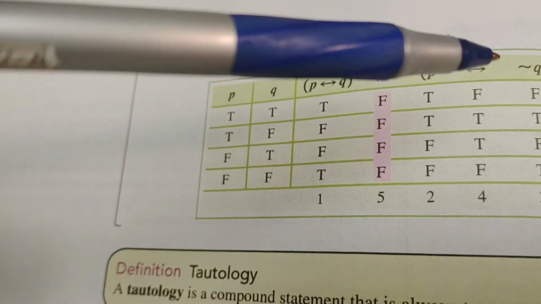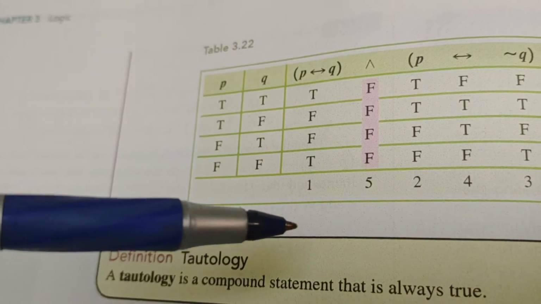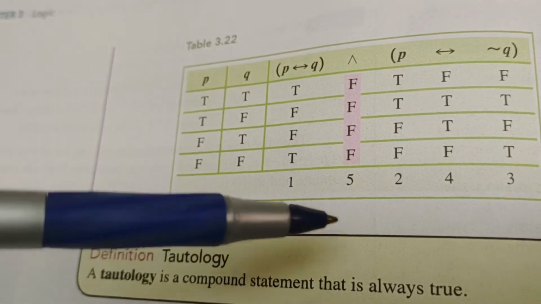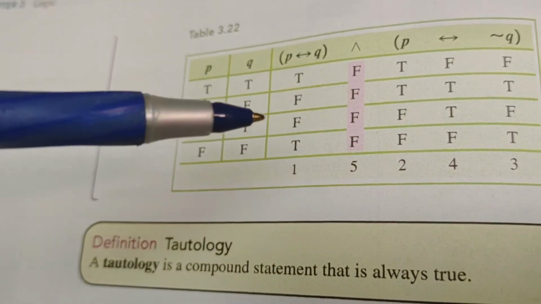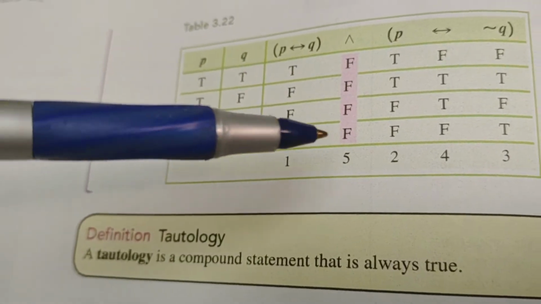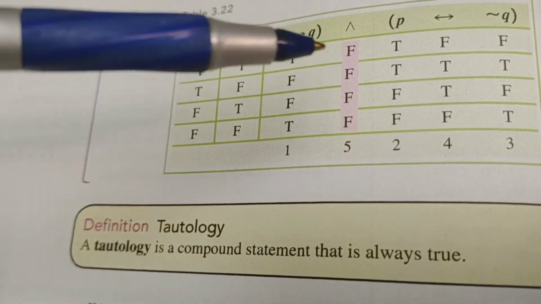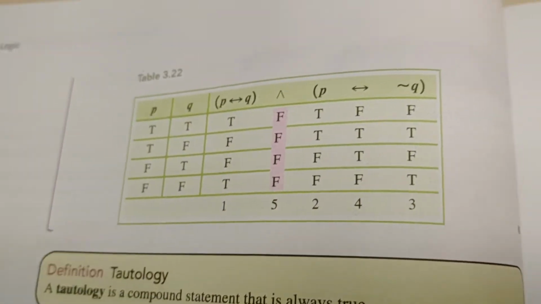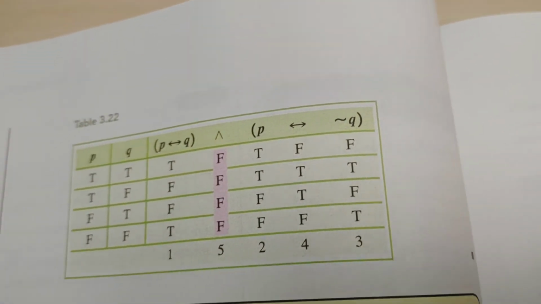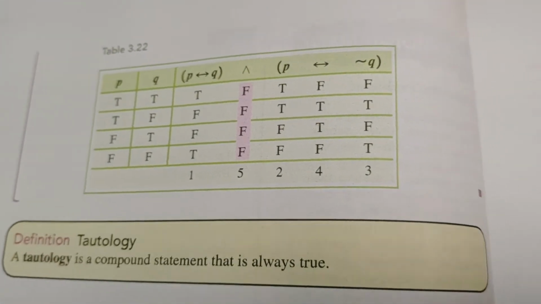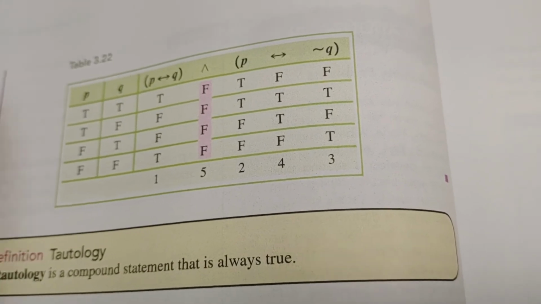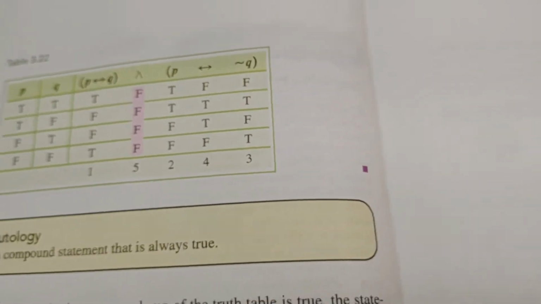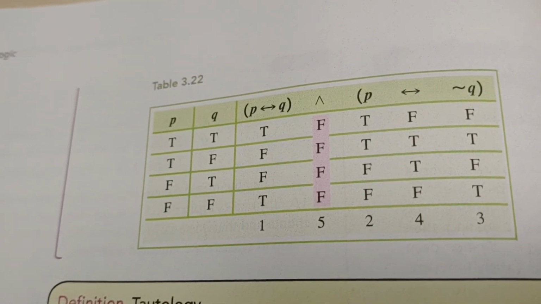Now we're looking at this and this. And we can see that they're all false. See, true, false is false. False, true is false. False, true, false. True, false, false. So this is the example of what we called a self-contradiction, when a truth table is all false.